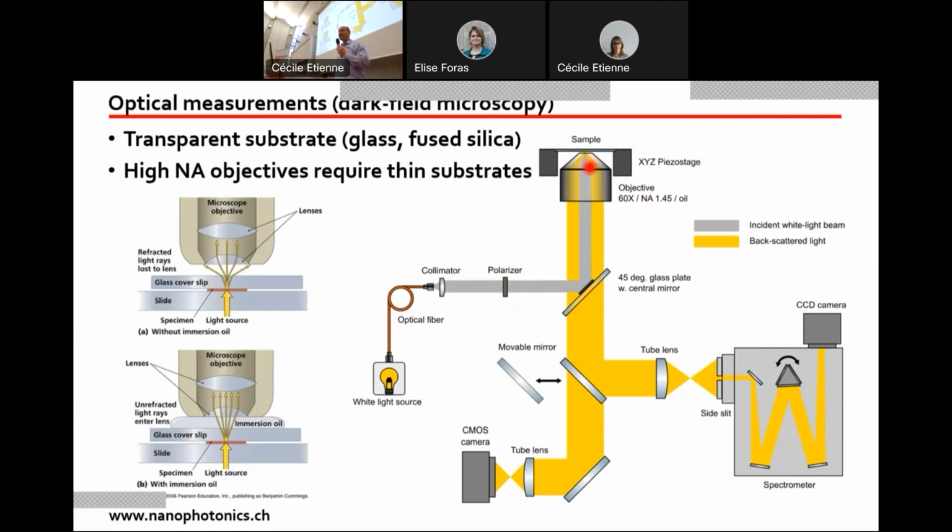And we don't look just at the reflected light because we would not be able to see our sample, but we look at the light that is scattered far away at very large angles. And this is why it's called a dark field microscope, because the incident light is blocked and you don't have any light directly reflected from the incident light. And with that, you can measure very small structures like a single nanostructure.